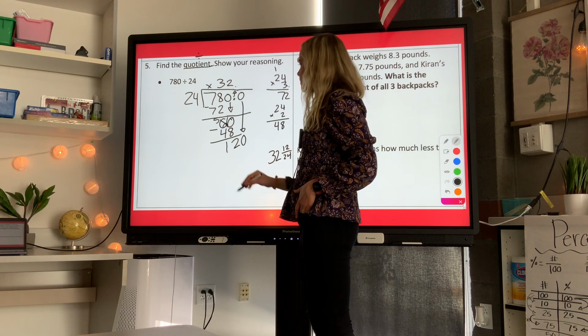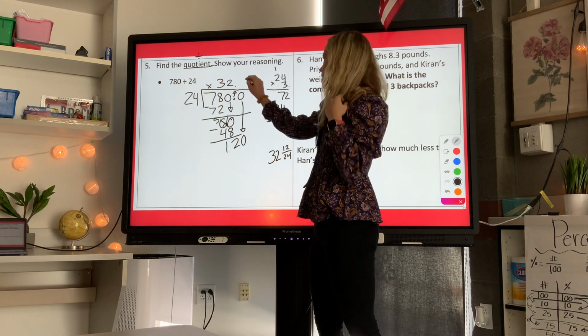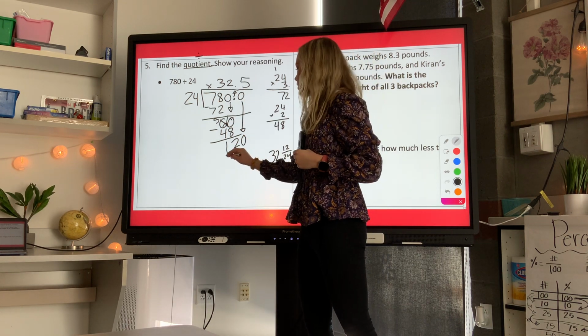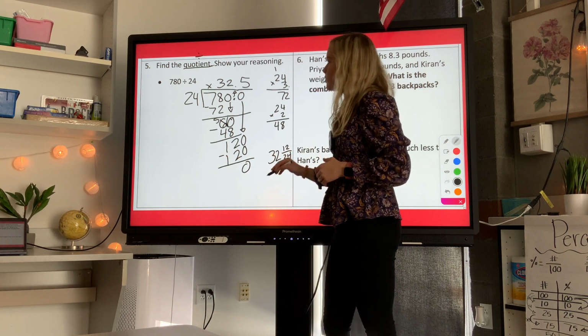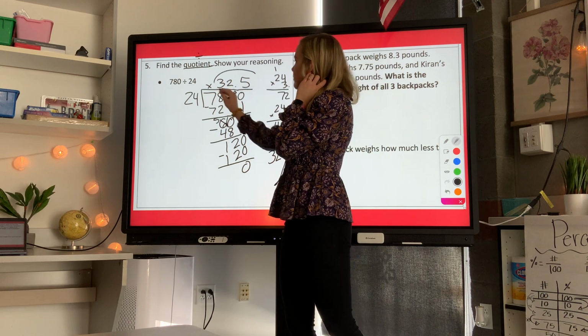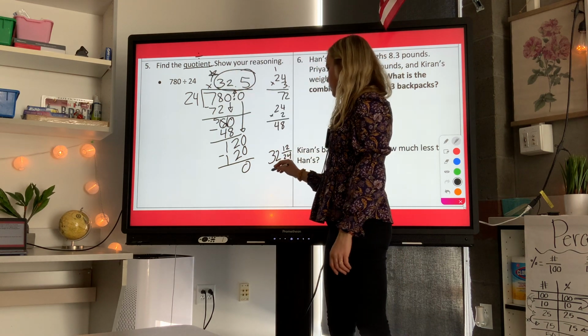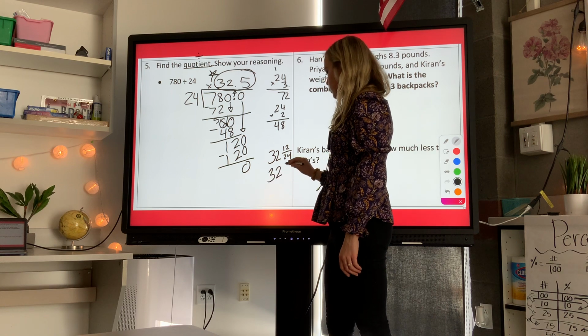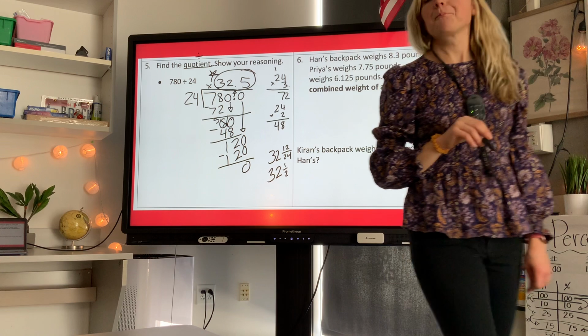Bring down the 0. Okay. And I know 24 goes into 120 5 times. 5 times 24 is 120. So you get 0. So you write your answer as 32.5. That's your quotient. You could also write it as 32 and 12/24, which is the same as 32 and 1/2, which makes sense because 1/2 as a decimal is 0.5.